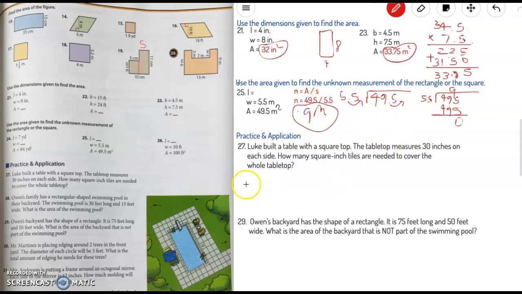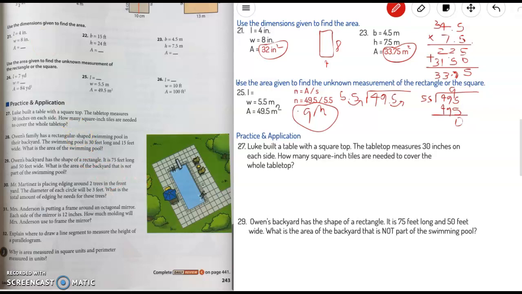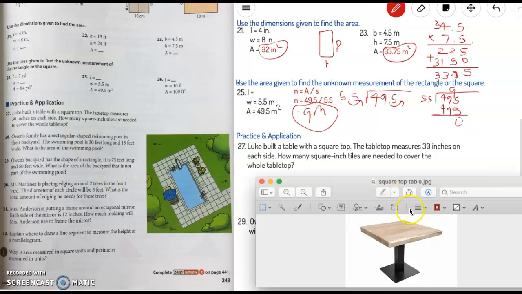Okay, practice and application 27. Luke built a table with a square top. The tabletop measures 30 inches on each side. Like that. How many square inch tiles are needed to cover the whole tabletop?